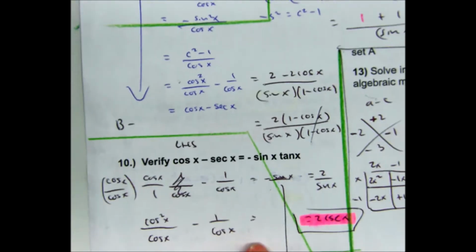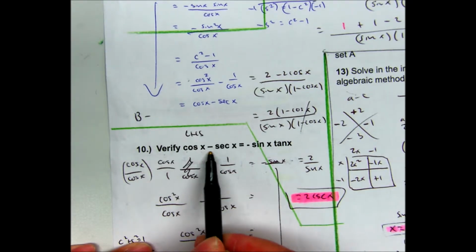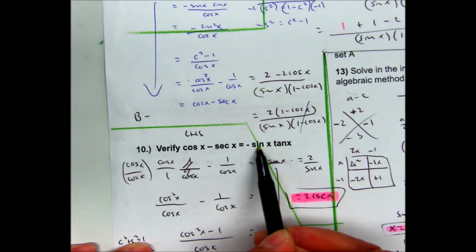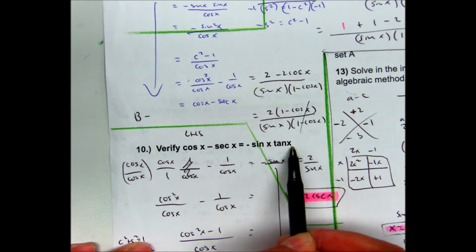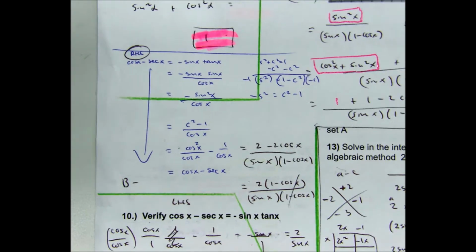Alright, let's get into a little more difficult problems. Number 10. Verify cosine of x minus secant of x equals negative sine x times tangent of x. I'm going to show you two solutions. I'm going to show you the right-hand side first.